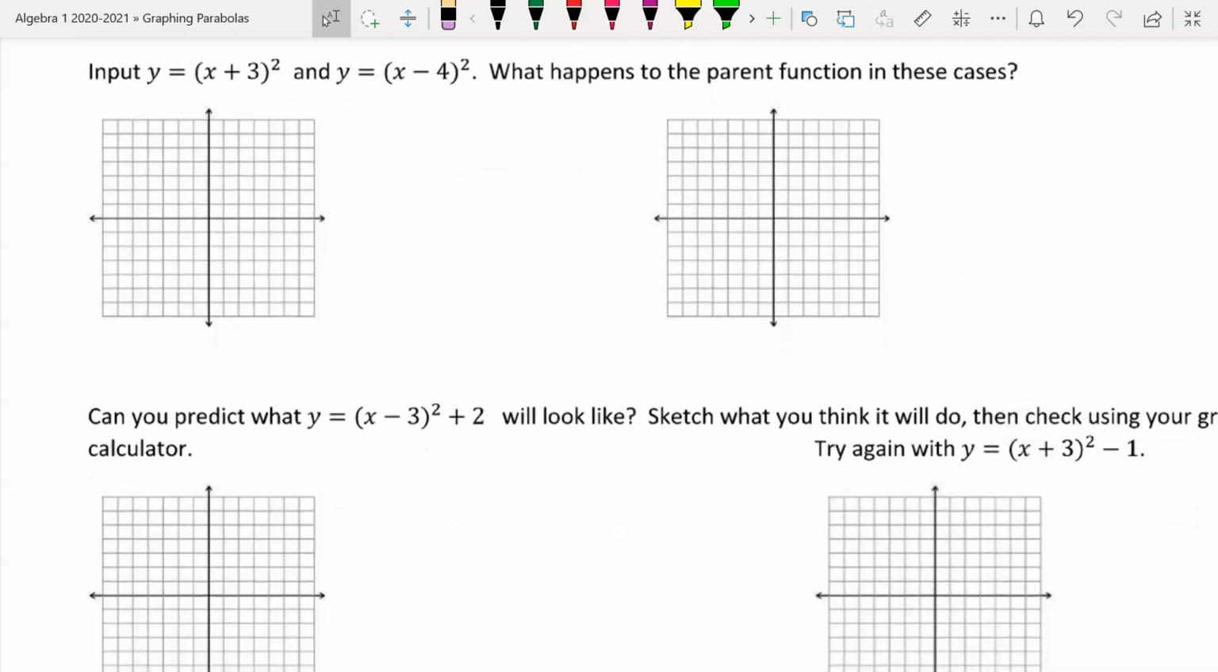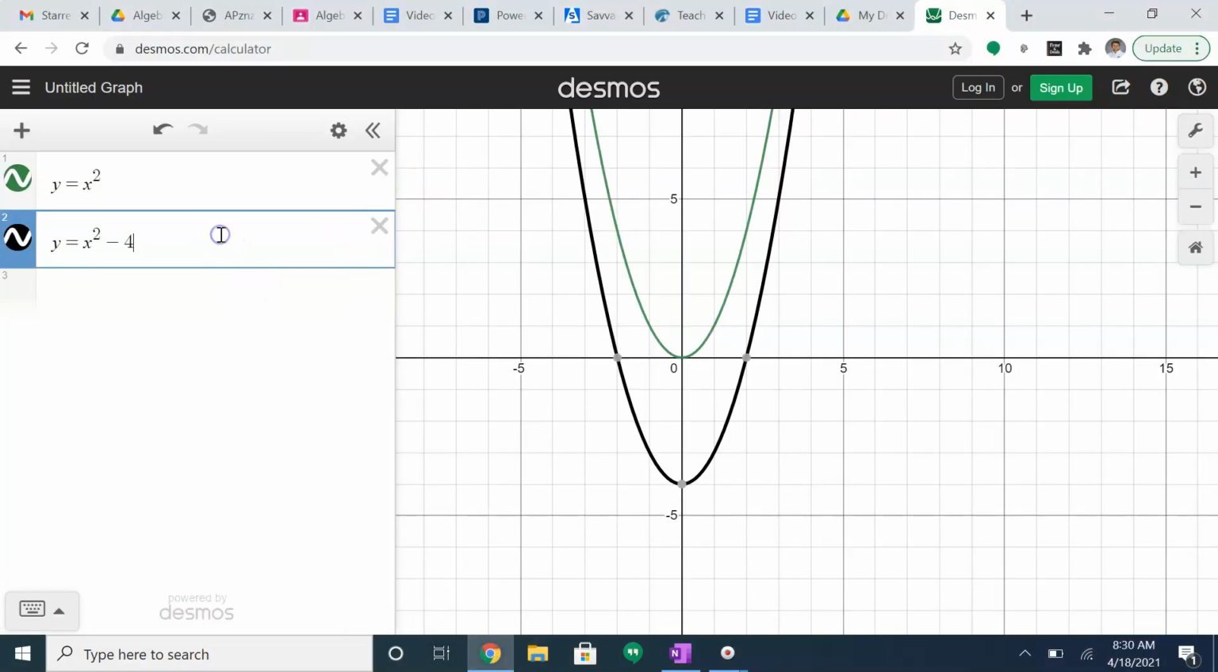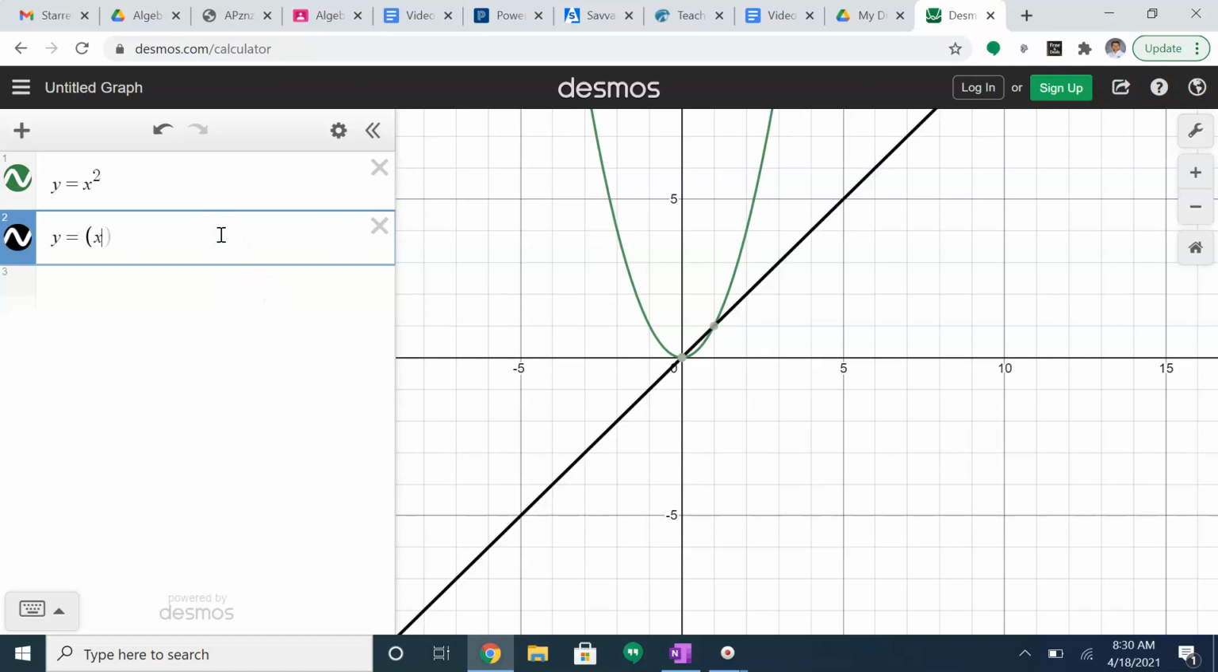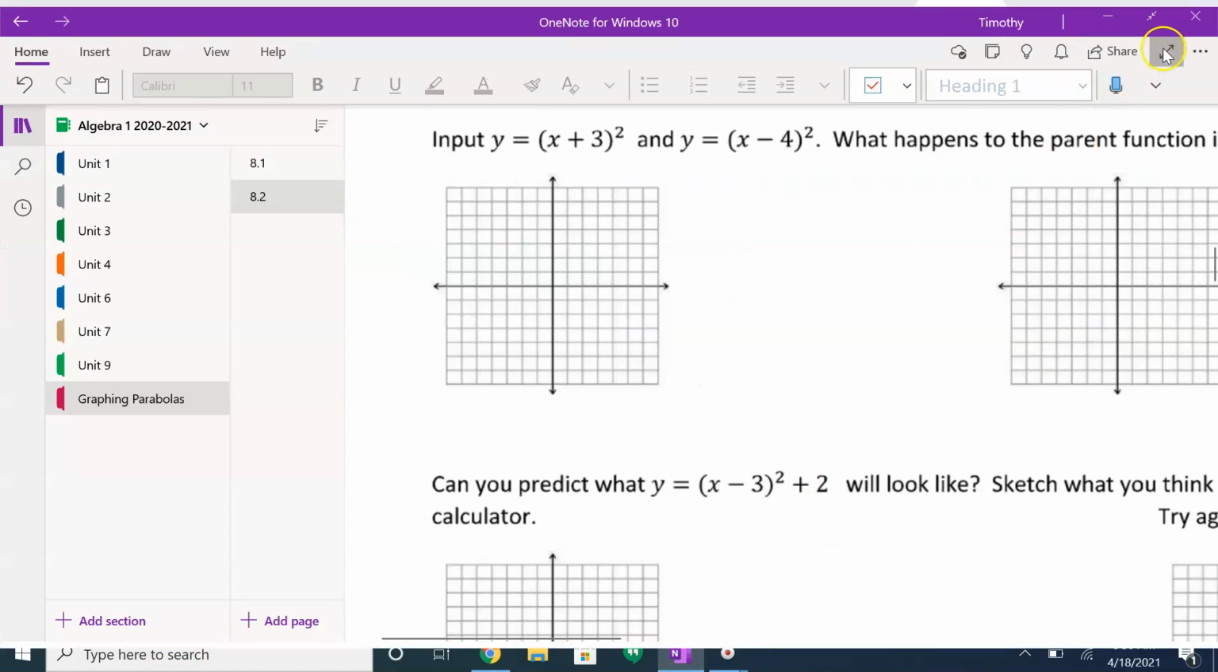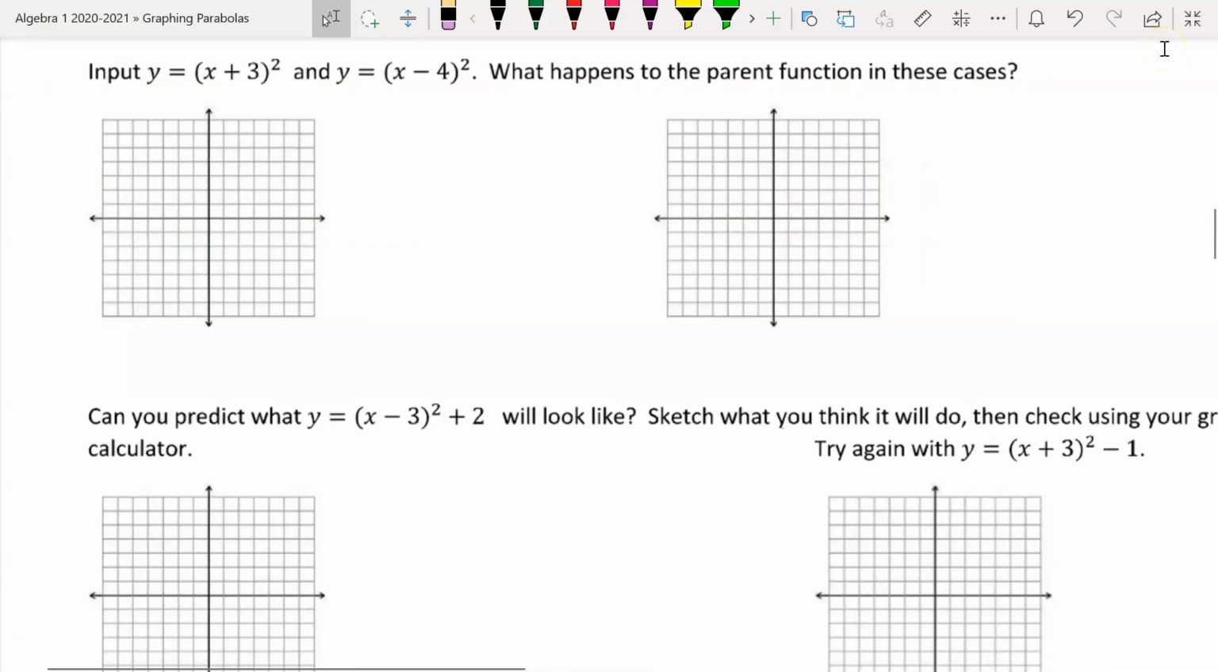Now let's try and put it in parentheses and see what it does. So we're going to compare this to the parent function. So (x plus 3) squared in parentheses. I went from (0, 0) to (negative 3, 0). And I went from (1, 1) to (negative 2, 1). So to me, it kind of looks like we're moving it left 3. But that says a plus 3, so why is it left?